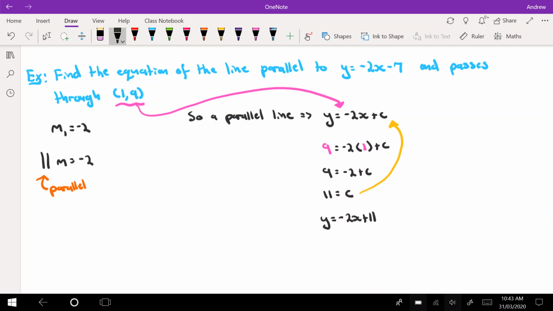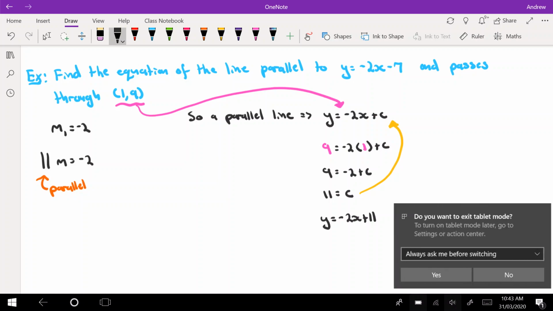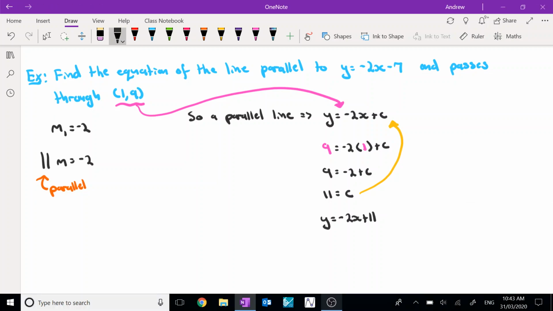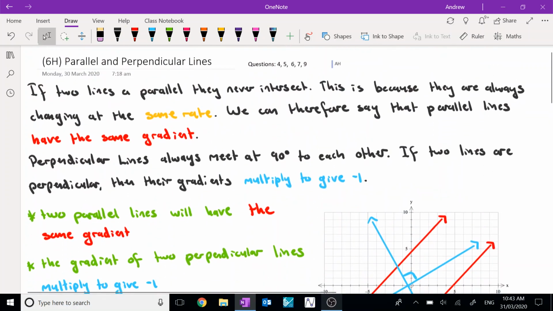Now hopefully that gives you guys a bit of an idea onto how we're going to be performing these operations with parallel and perpendicular lines, and give it a go. The questions are there at the top.